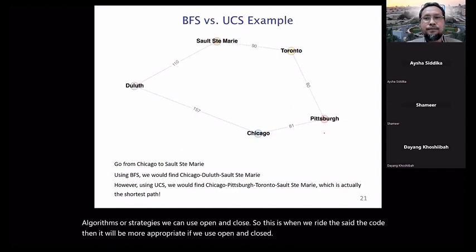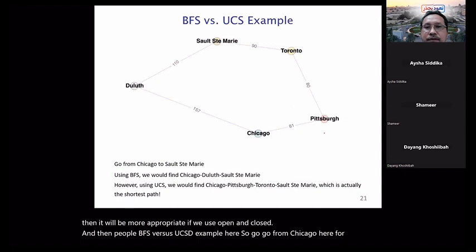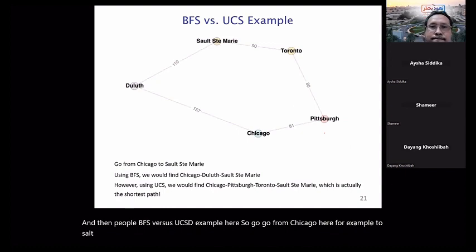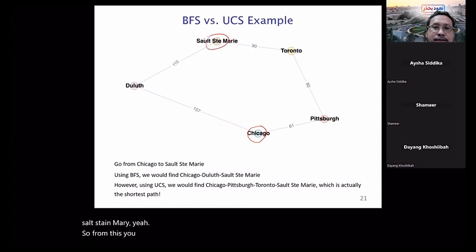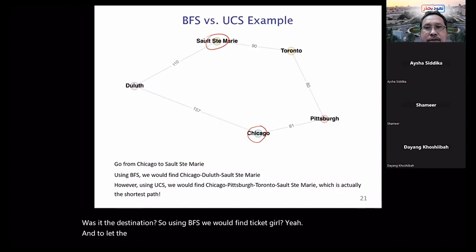And then there is a BFS versus UCS example here. So go from Chicago, for example, to Sault Ste. Marie. This is the start, and this is the destination. Using BFS, we would find Chicago, and Duluth here, and then Sault Ste. Marie.